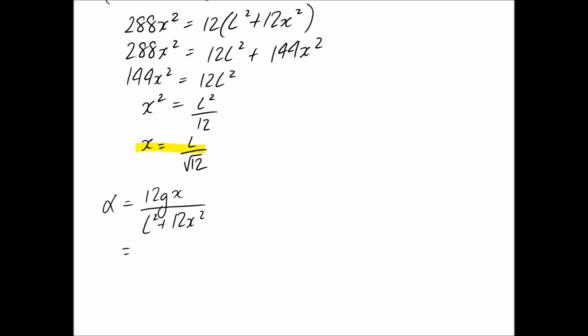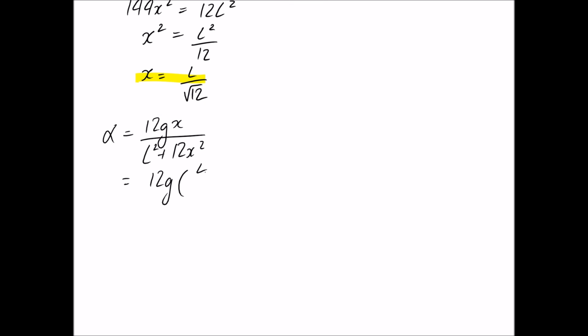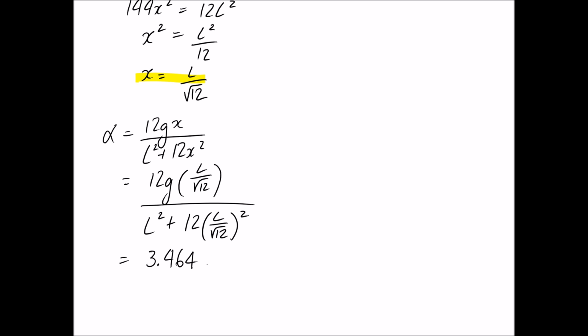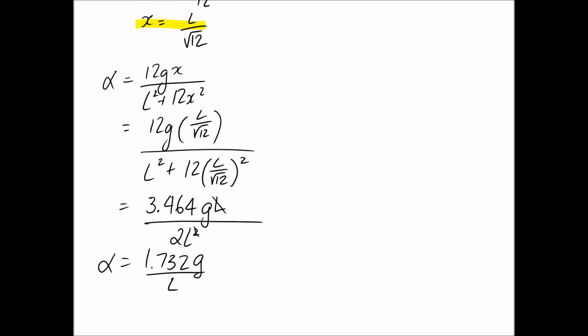So let's go ahead and substitute into it. Okay, so you can simplify it a little bit. If you multiply 12 divided by square root 12, I should say, it becomes 3.464, and you're just going to be left with g and L. This bottom line, you're going to end up with L squared on it, so 1 plus 12 on square root 12 squared just becomes 2 L squared, and then you can cancel this with one of these and simplify the number down. And that's what you end up with for your value of alpha as a maximum.